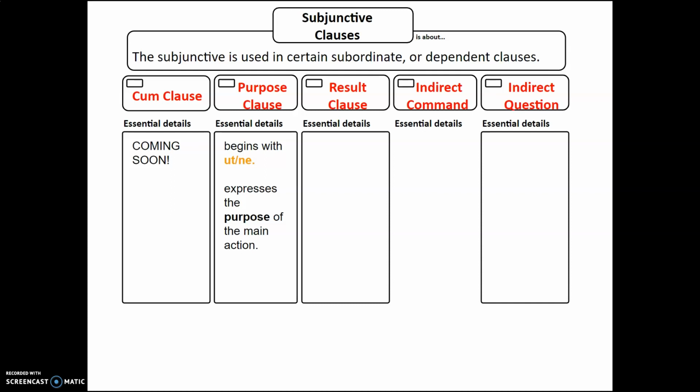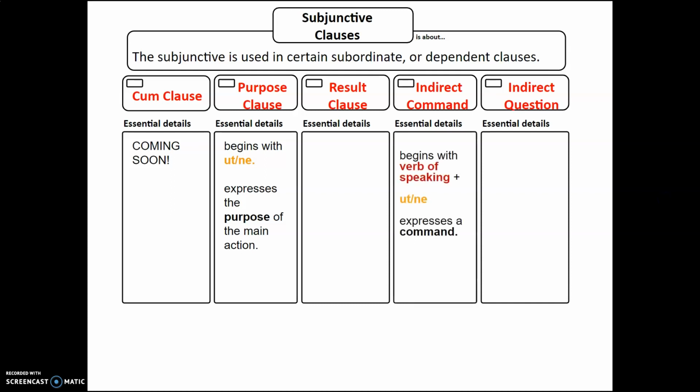Next up, we learned indirect commands. An indirect command begins with a verb of speaking, has ut or ne in the middle, and expresses a command with the subjunctive verb. So an example in English would be, I told my husband to go to the store.